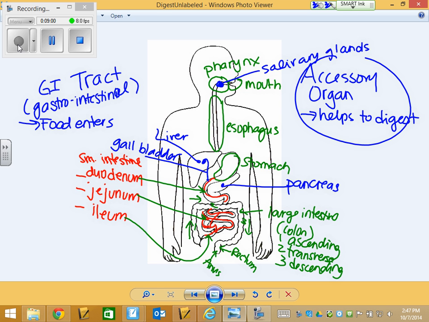Does anyone have any questions about the pieces of your digestive system or where they are in the picture or anything like that? All right.